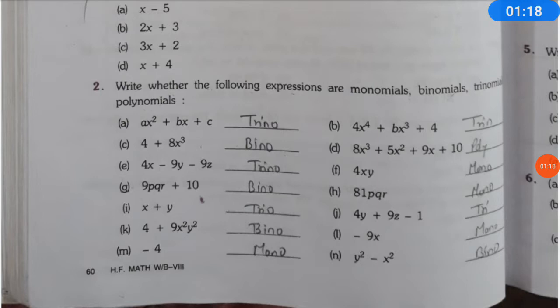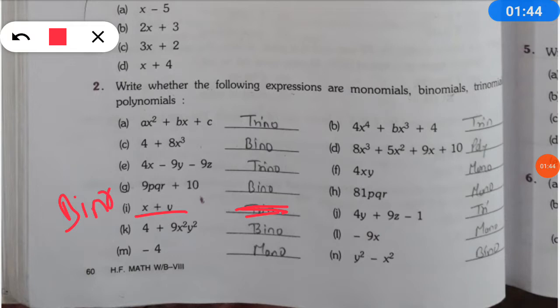4 plus 8x cube, that means it is a binomial term. Next, 4x minus 9y minus 9z, it is a trinomial term. Again, 9pqr plus 10 is a binomial term. x plus y, here you had written it as a trinomial, but it will be a binomial term. Make the correction over here. Sorry, as it is 2 terms here, it will be a binomial term.